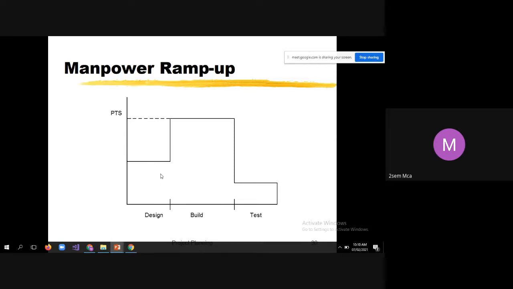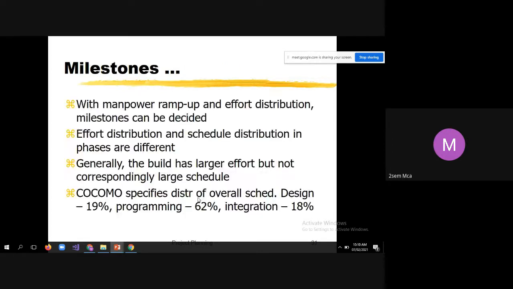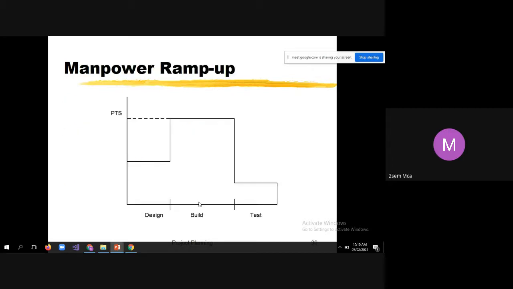Okay, so for development, you can see here that more effort is required. That means more manpower is required. And for testing, very little effort is required. Also look at the duration. Look at the duration for design.